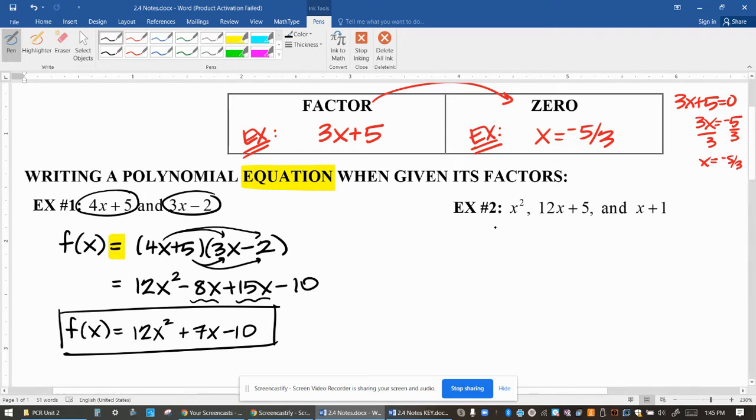All right, notice that the next example gives us 3 factors, but just for a second, look at their exponents. So we have an x squared, then 12x to the first power, and then x to the first power plus 1. So in total, we have x squared, x, and x. That's going to give us x to the fourth power. So you can look at the factors and the exponents of the variables, add them all up, and that'll tell you what your final answer should have as its highest degree.